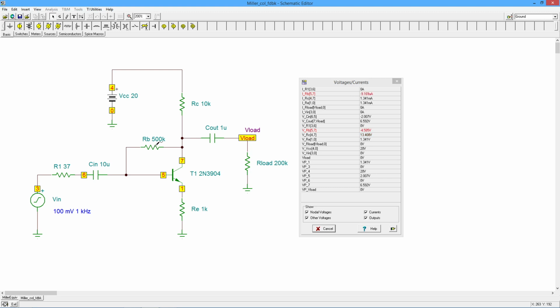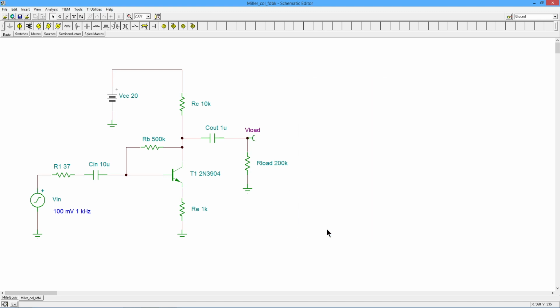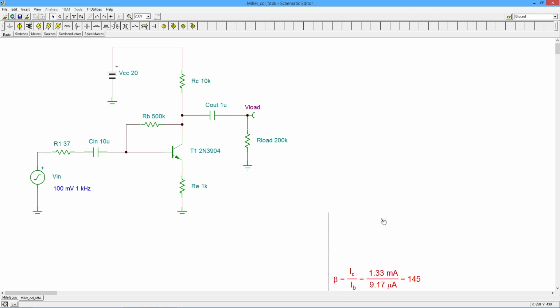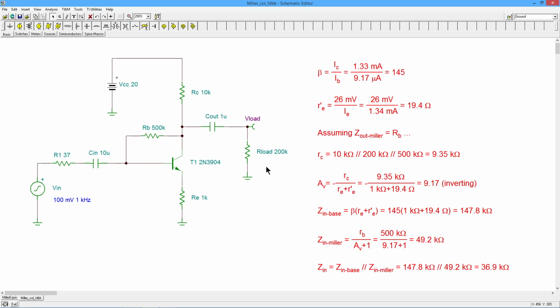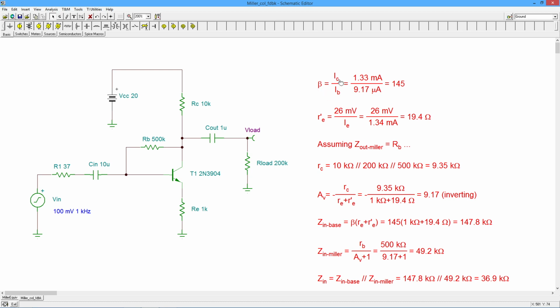Now your base current, the current going through RB, is showing up at approximately 9.17 microamps. So let's take those two currents and figure out what the beta is. Once we know what the beta is and what the collector current is, we can find R prime E, we can find the gain. Gain's really important to find the Miller impedance, and then we can go from there. Now, to make life a little easier, I've done some of these calculations for us. Sneaky Pete.